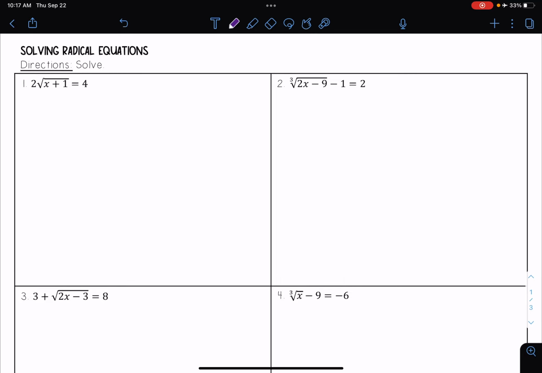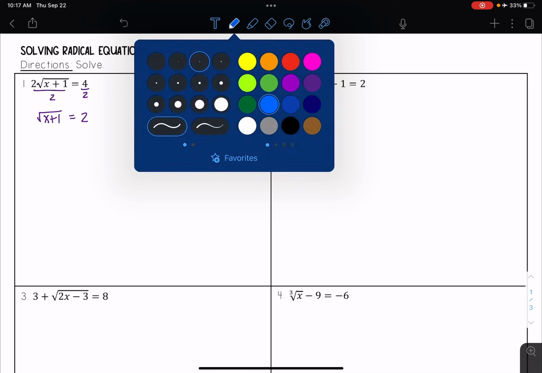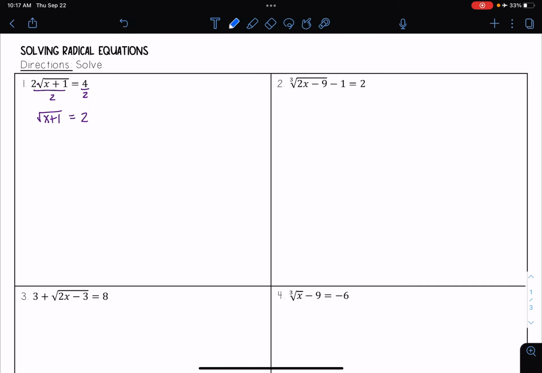Number 1, I have 2 times the square root of x plus 1 is equal to 4. My first step is to isolate that radical. Right now there's that 2 in front, and that 2 is being multiplied with that radical. So to undo that multiplication, I'm going to divide both sides by 2. On the left, I just have the square root of x plus 1 is equal to 4 divided by 2, which is 2. Now my next step is to get rid of that radical, so I need to raise it to a power. Since I'm taking the square root, I'm going to square both sides.